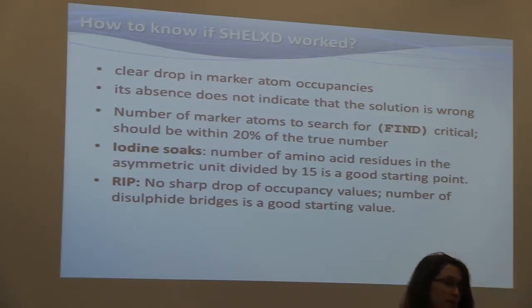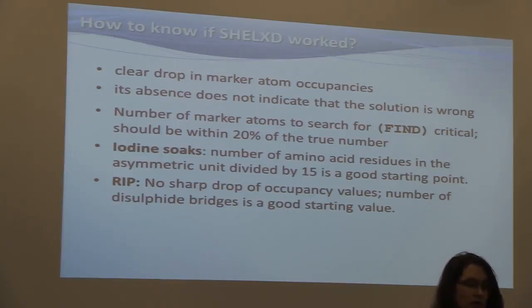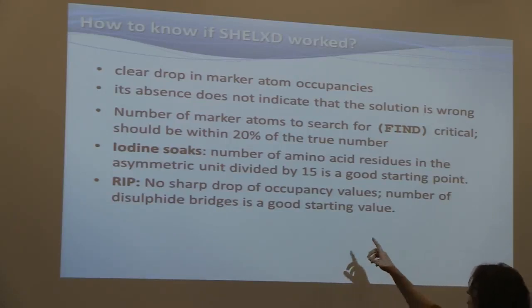It might be that you did not give enough atoms to search for. You need to specify a number of atoms to search for. If you've got 20 anomalous scatterers, but you only searched for 10, SHELX may only give you 10 or 12, and then all the occupancies will be high, and this criterion will not hold. Also, the number of atoms you search for is actually a crucial parameter. So resolution cutoff is crucial, and also the number of atoms to search for.